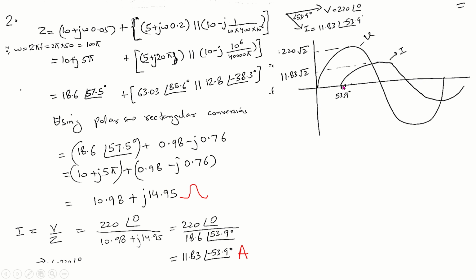Their maximum, the peak values, are written as 220 root 2, because 220 is the RMS value, and 11.83, which had been computed using the RMS voltage, is also the RMS value of the current. So the peak value can be obtained simply by multiplying them by root 2. And then the remaining questions corresponding to question 3 are related to theory and derivation, so those can be referred to in the class notes.